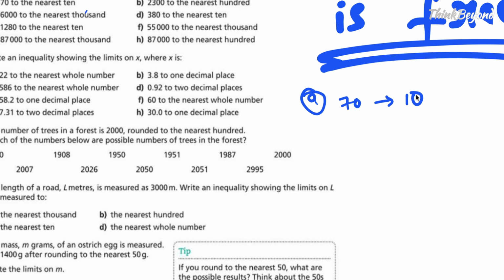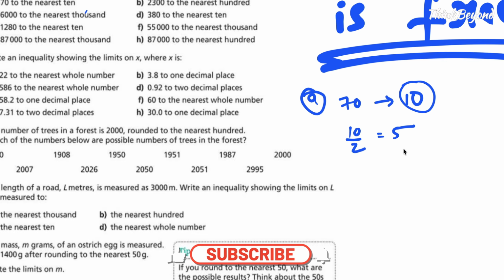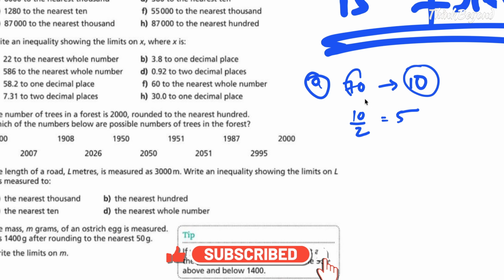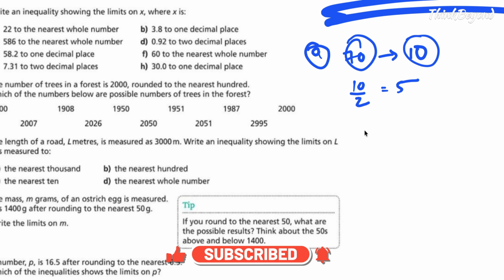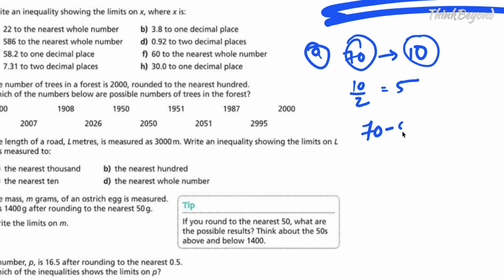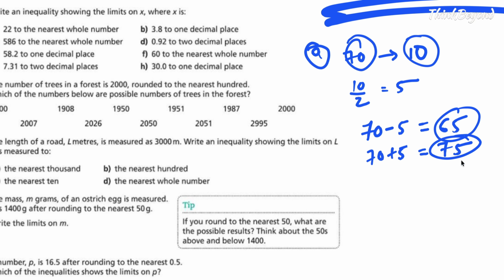You have to calculate half of 10. So half of 10 is what? 10 divided by 2 is equal to 5, right? And we have to calculate for 70. Then simply subtract 5 from 70. What will you get? 65. And now add 5 to 70. What will you get? 75. So this is in between 65 to 75.